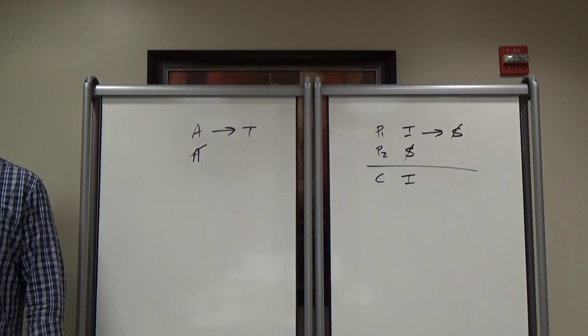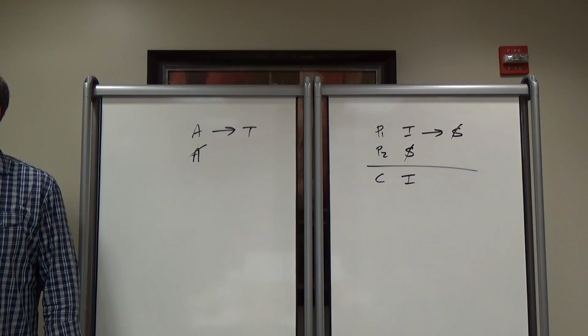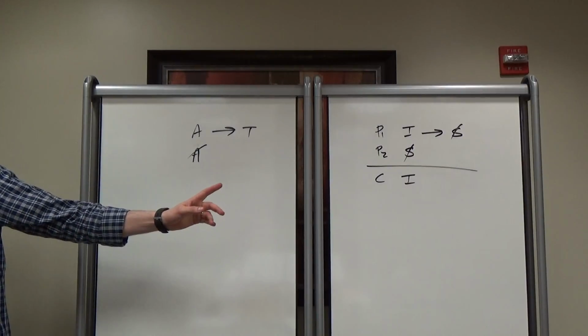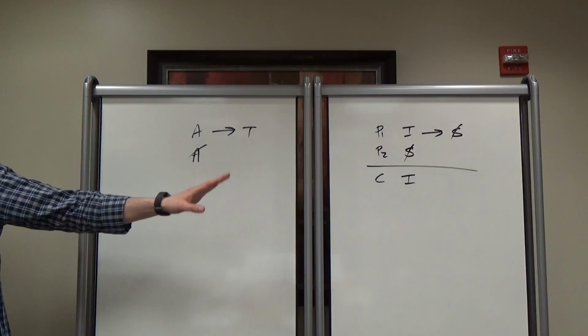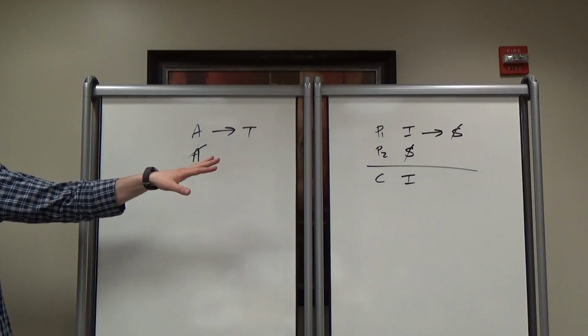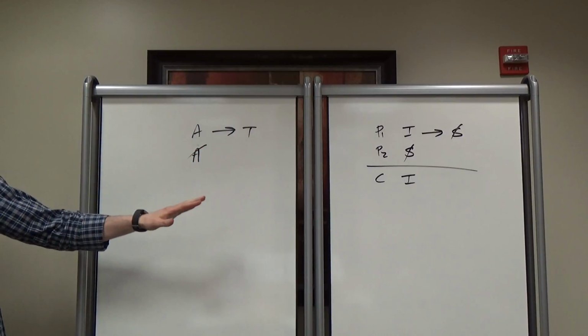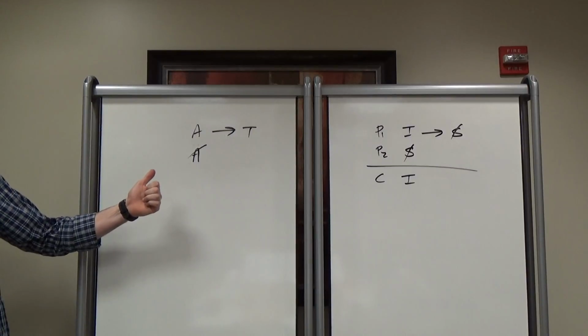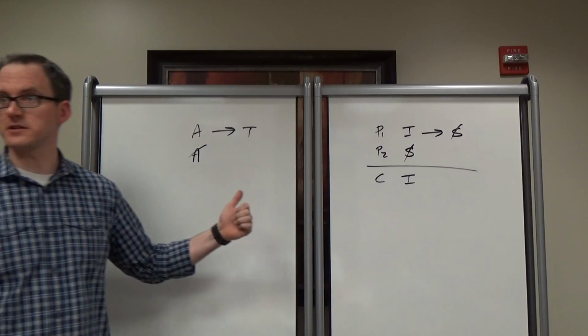So why is this wrong? The original did what? It affirmed the necessary, and this is negating the sufficient. Negating the sufficient. This is flawed, right? But it's not the same kind of reasoning.